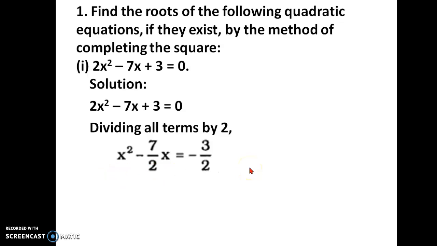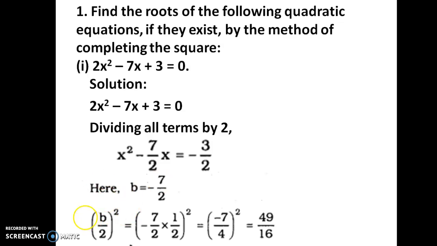This first step is over. Now I'm going to take the coefficient of x. Here the coefficient of x is minus 7 by 2, so I'm going to name it b. So b is equal to minus 7 by 2. Next, for this b, I have to find b by 2 and the square of that number.